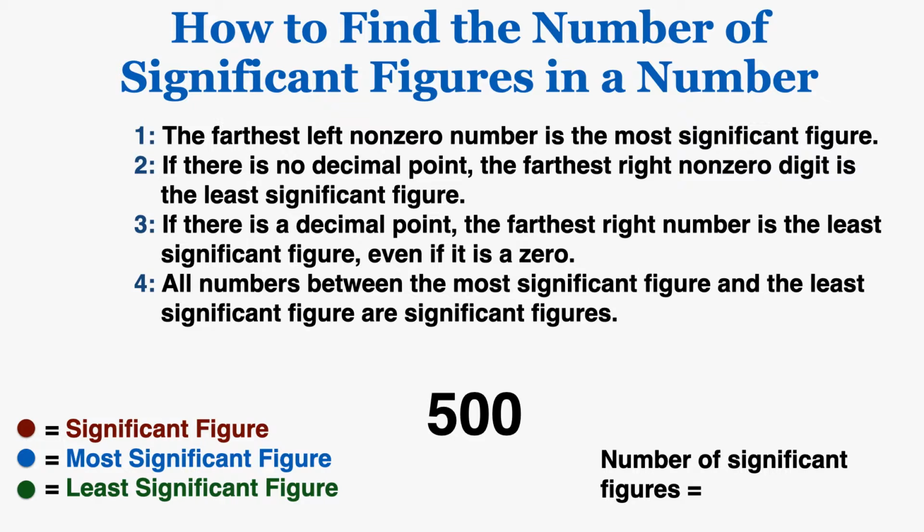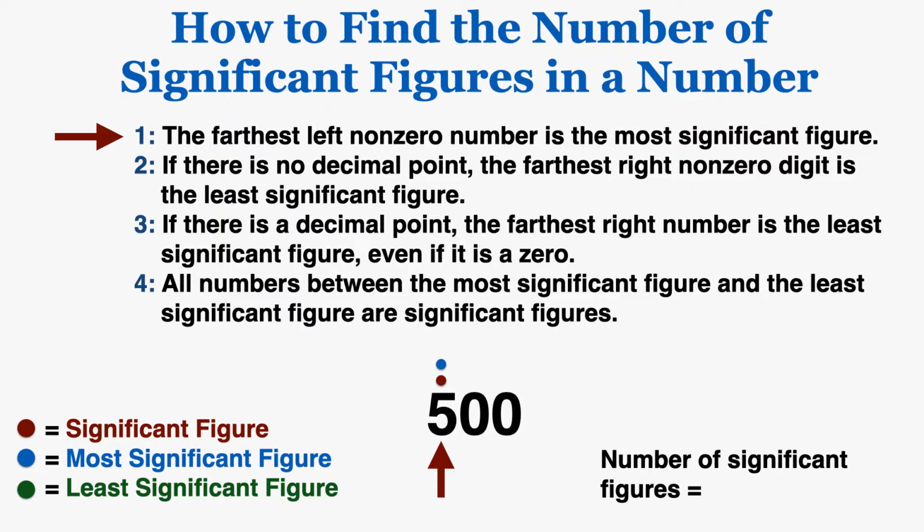The first number I have here is 500. Rule number 1 says the farthest left non-zero number is the most significant figure. When it says most significant figure, it just means the digit that represents the largest number that is also a significant figure. Here I can see that the 5 is the farthest left digit that is non-zero. That means that it's the most significant figure, and therefore it's also a significant figure. So I'm going to mark it with this symbol.